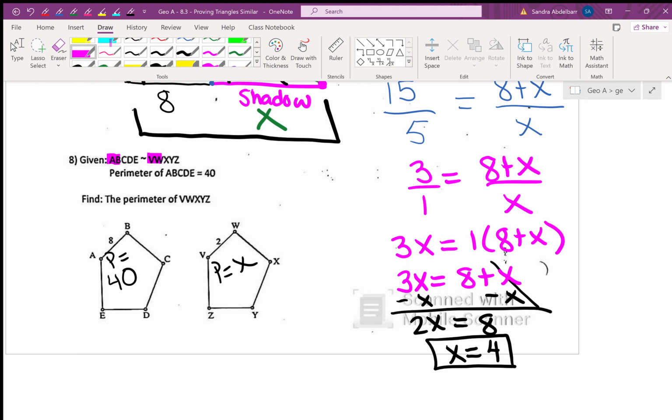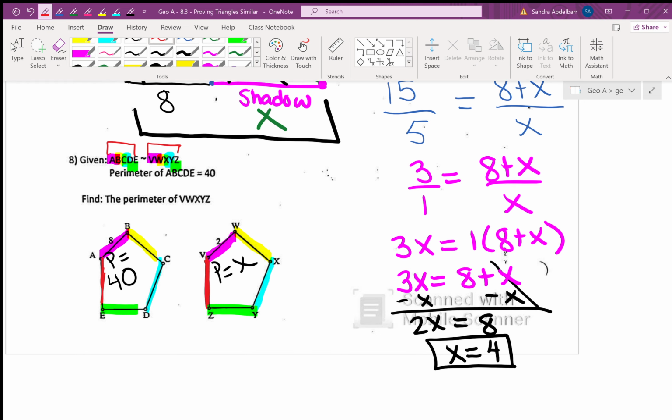So AB corresponds to VW. BC corresponds to WX. CD corresponds to XY. And then, running out of colors here, DE corresponds to YZ. And the last one you pair is the first and the last letter, EA, which corresponds to ZV.